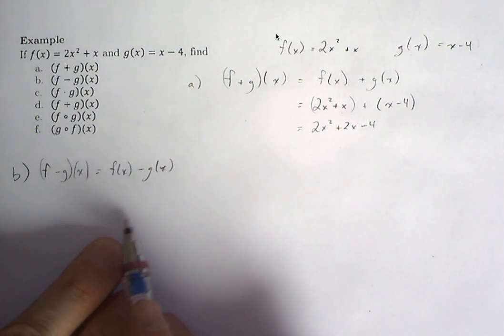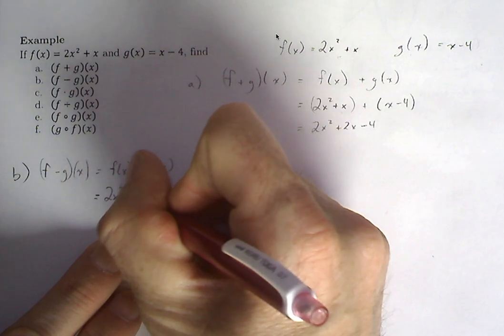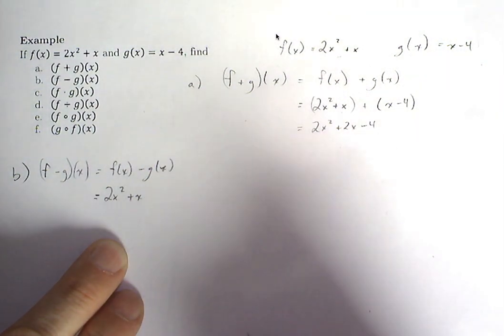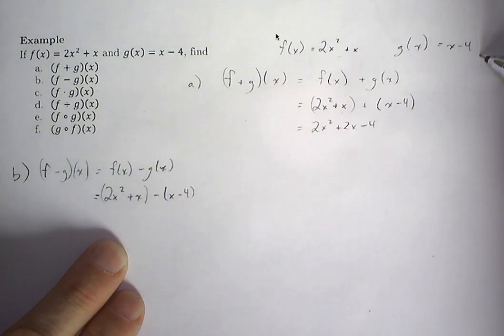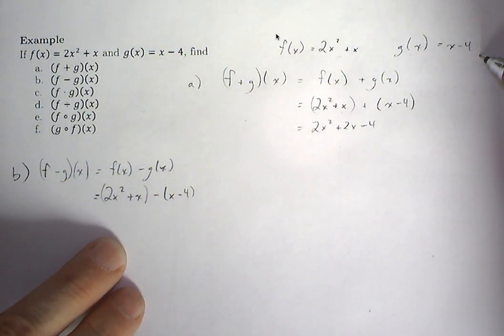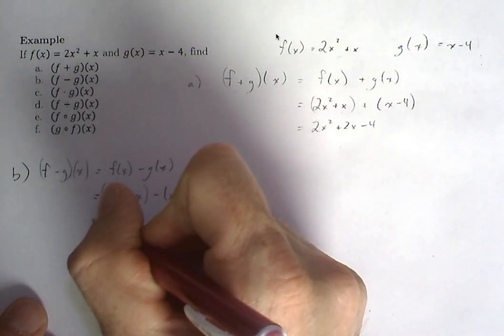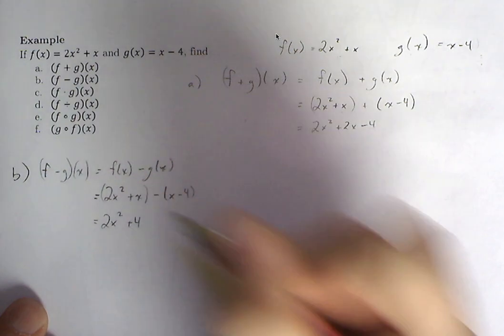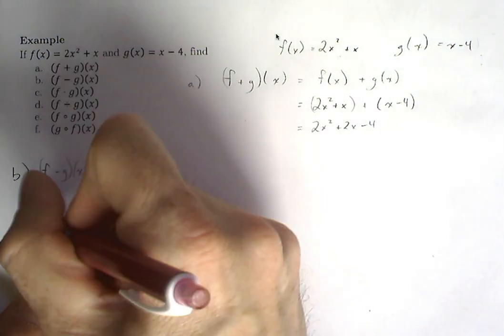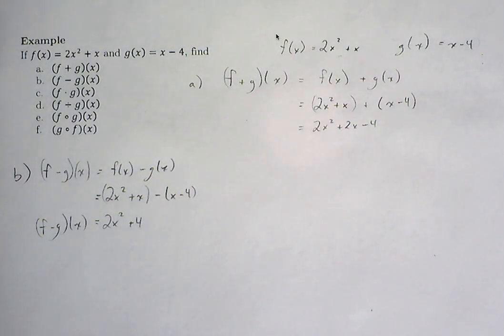So I take a look, what is f of x? f of x is 2x squared plus x. I'm going to put that in brackets to avoid confusion, minus g of x. And g of x, as I stated up here, is simply x minus 4. If I combine these two terms, the resulting function will be 2x plus 4. So f minus g of x is going to be 2x plus 4.